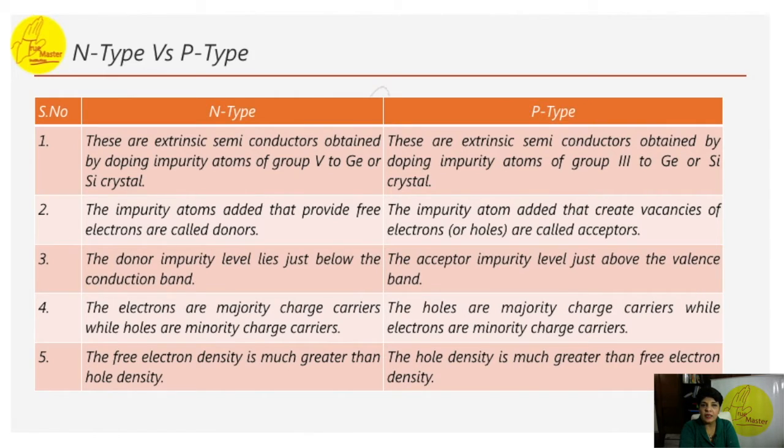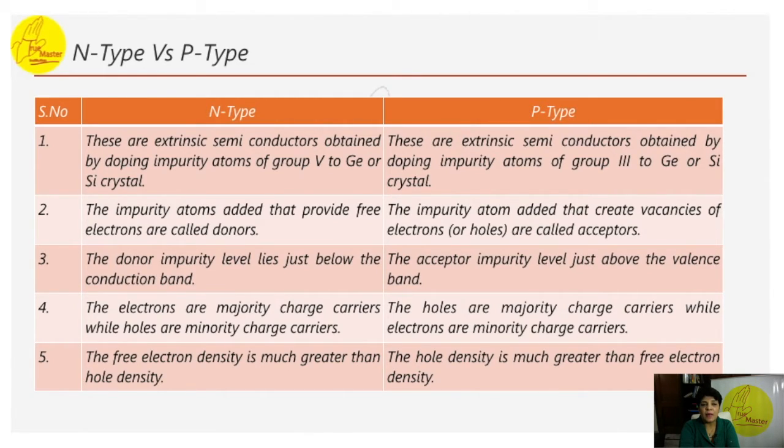Doping means adding impurity, an impurity atom of group 5. The impurity atoms added provide free electrons and are called donors. So these will be called donors. The donor impurity level lies just below the conduction band. In n-type, the electrons are the majority charge carriers, while holes are the minority charge carriers.